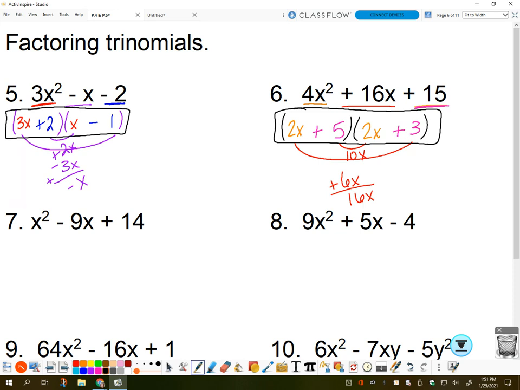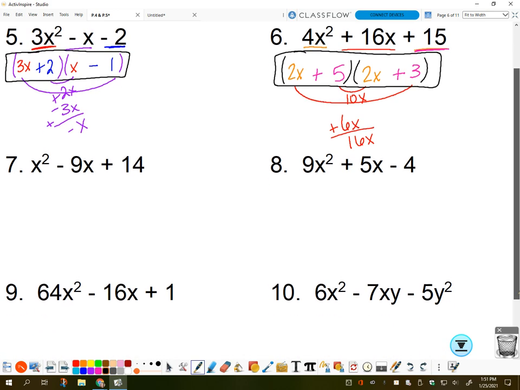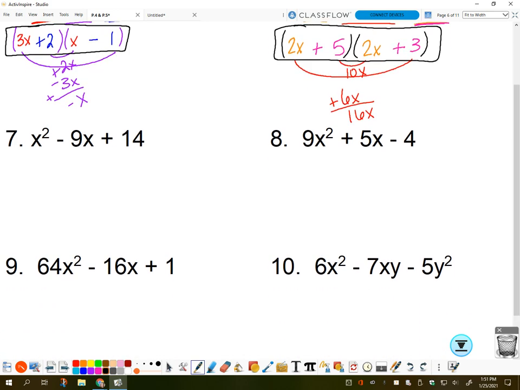about your numbers and you check to make sure that that middle term is going to work out correctly. So should you use pen when you're factoring? Probably not, because you're usually going to have to erase. All right, number 7.